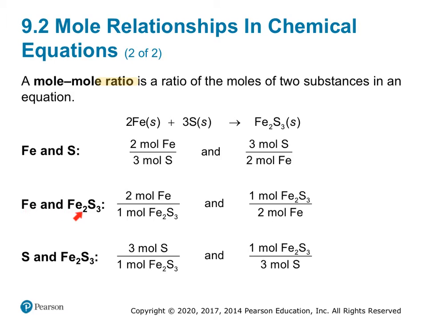For iron and iron sulfide, we say 2 moles of iron to 1 mole of FeCl3, or 1 mole of FeCl3 to 2 moles of iron, using again the coefficients, 2 for iron and 1 for FeCl3. Same goes for sulfur and FeCl3, a 3 to 1 ratio or a 1 to 3 ratio.